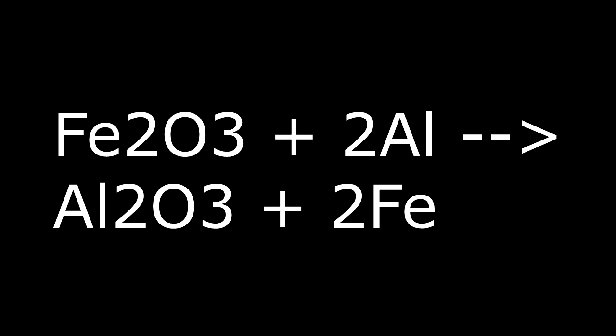Another real-life example of single displacement reactions is the creation of thermite, which is used to join railroad lines together when it is heated. In this reaction, ferric oxide and aluminum react to produce aluminum oxide and iron. This reaction occurs through an exothermic reaction, which is what joins the railroad lines together.